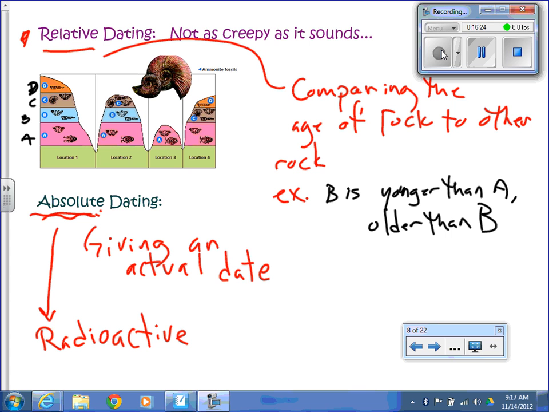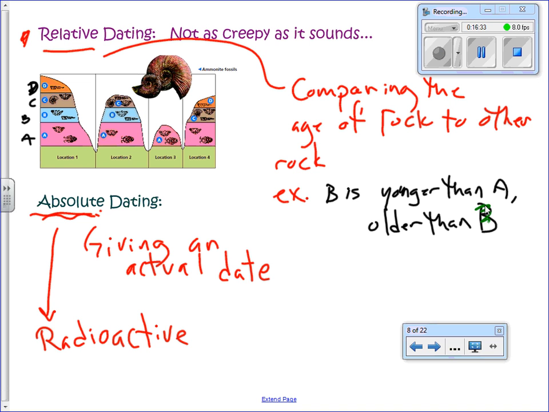I'm sorry, I wrote that wrong. Yeah, so B is younger than A, and B is older than C. Sorry about that. Yeah. B is older than C. It formed before C.